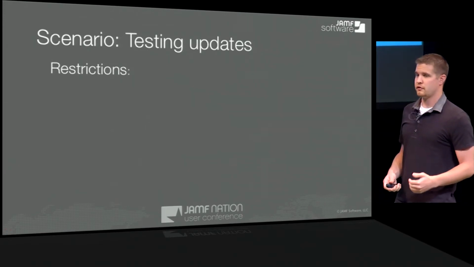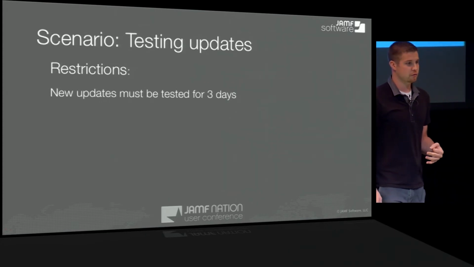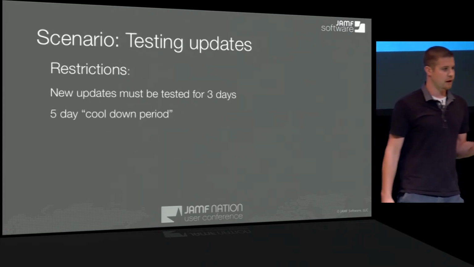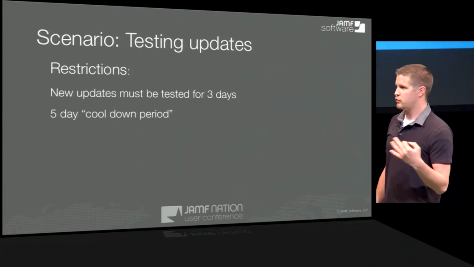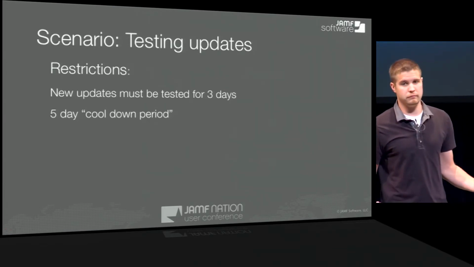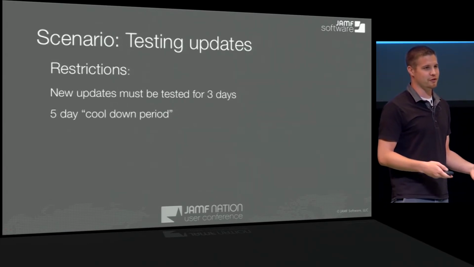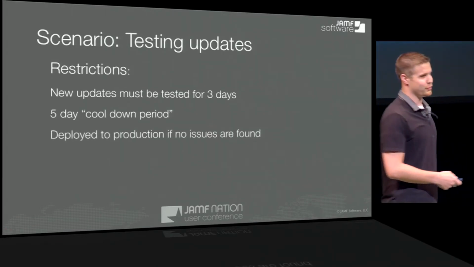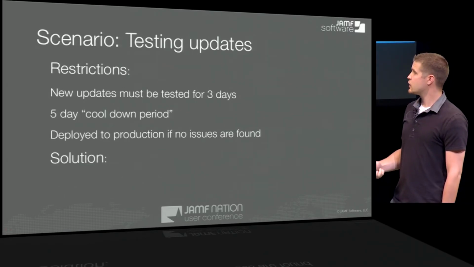So let's talk about the specific restrictions that we have at this insurance company. Every new update we have to test for at least 3 days. And this is a process that's on the Windows side that we have to mimic on the Mac platform. After that, we've got a 5-day cooldown period. So we've got 3 days of testing, and then whether something goes perfectly fine or if it completely fails, we still have to have that 5-day cooldown period. What that means is just wait. Maybe something will go wrong in 5 days that didn't go wrong in the first 3 days, but like I said, we just wait. And then once that's done, we can go ahead and deploy it to the rest of production if no issues are found.